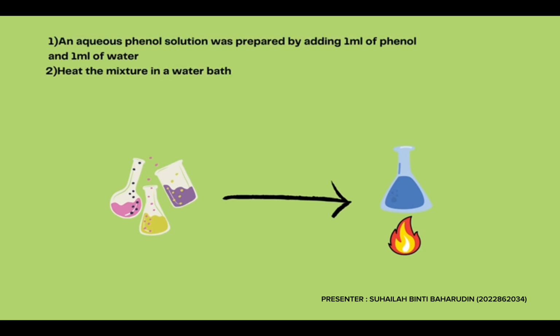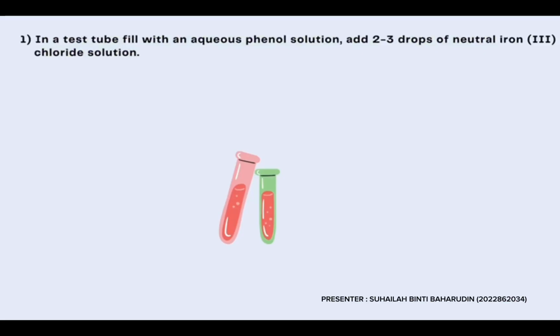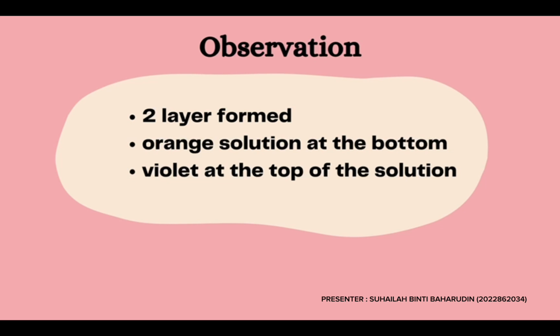The first step is that an aqueous phenyl solution was prepared by adding 1 ml of phenyl and 1 ml of water. The second step is to heat the mixture in a water bath. Next, in a test tube, fill with an aqueous phenyl solution, add 2 to 3 drops of neutral iron 3 chloride solution. For the observation of this experiment, 2 layers form, which is orange solution at the bottom and violet solution at the top of the solution.